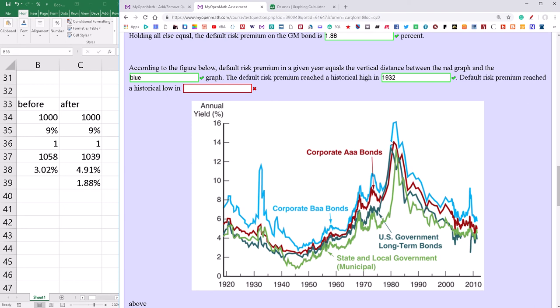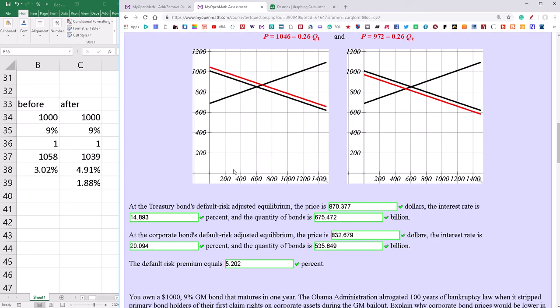And then the default risk premium probably reached a historical low in 1946. Yeah, it looks like 1946. The difference between the red and blue almost touch each other in 1946. Also, probably here and here. But we'll call it 1946. And we're done with default risk premium.